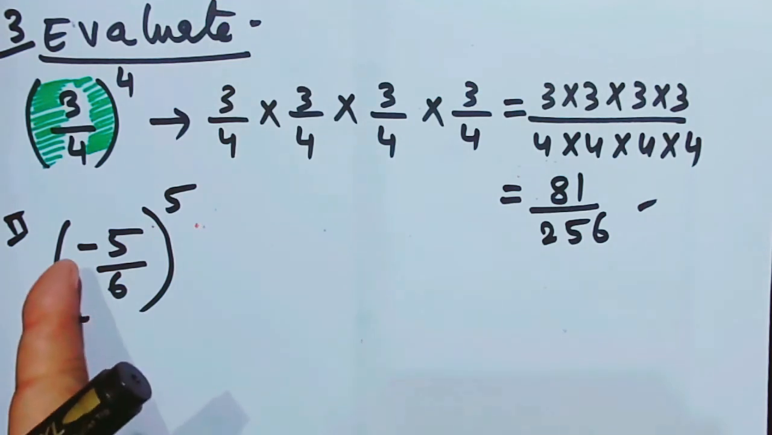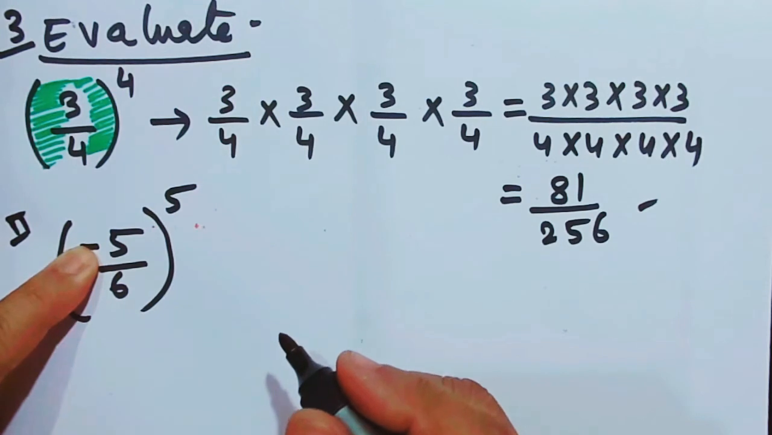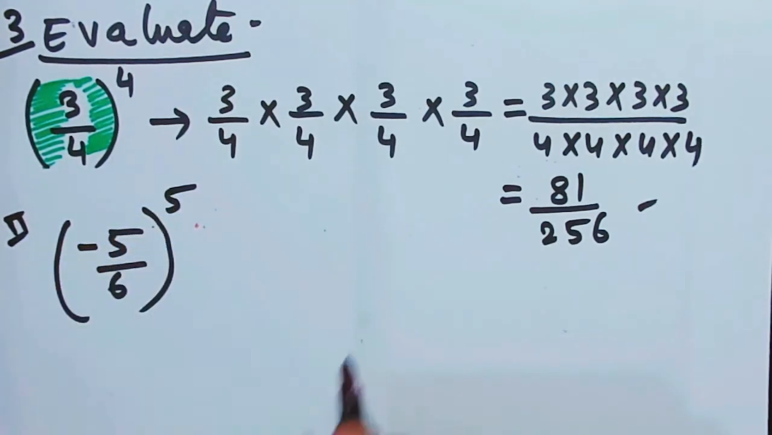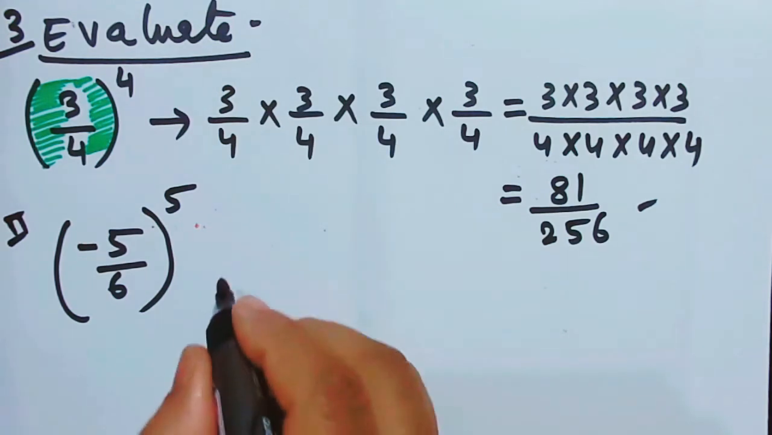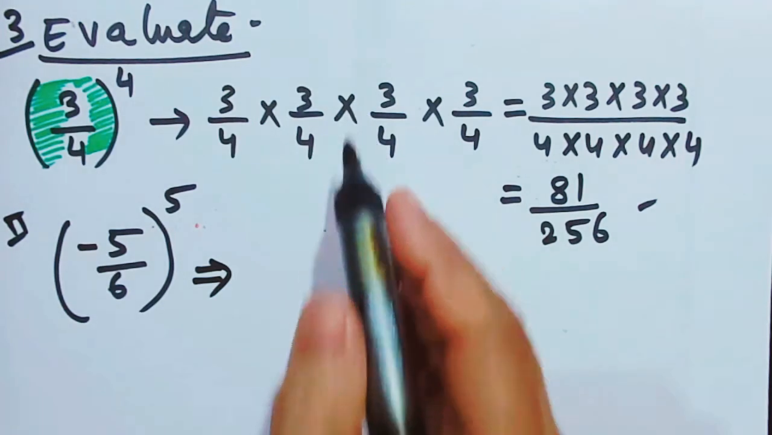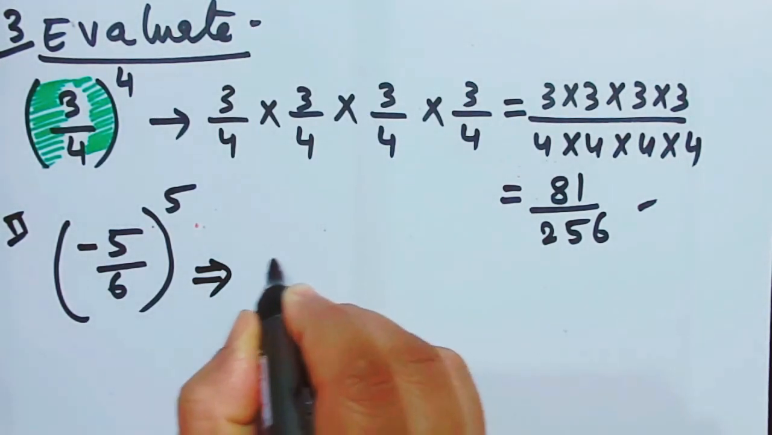So what they have done, they have given you minus. Now a negative number multiplied an odd number of times will give a negative value. This is what you know. However, we shall carry on with the previous process. How? Minus 5 by 6. I would be writing it better.